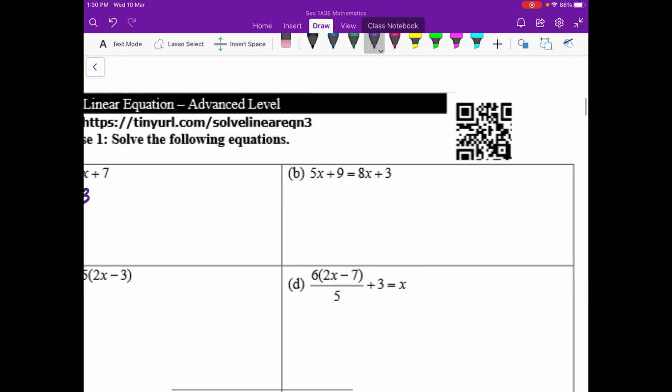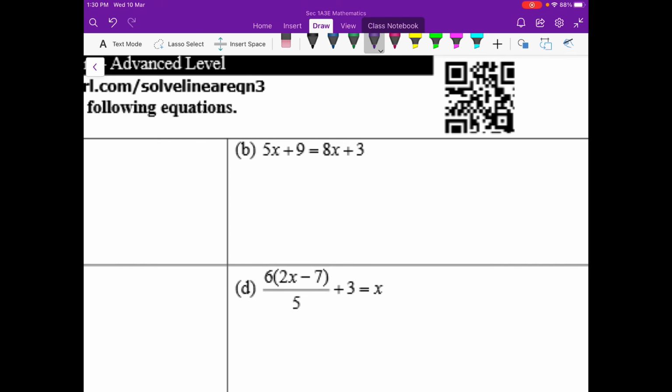Part B, what shall we do on both sides? Minus 5x, correct. So when you subtract 5x, you're left with 9 equals 3x plus 3. So what else do we do from here? Minus 3 on both sides. Always on both sides, not just one side only. Minus 3 on both sides, we get 6 equals 3x. Then finally x equals 6 divided by 3, which is just 2.